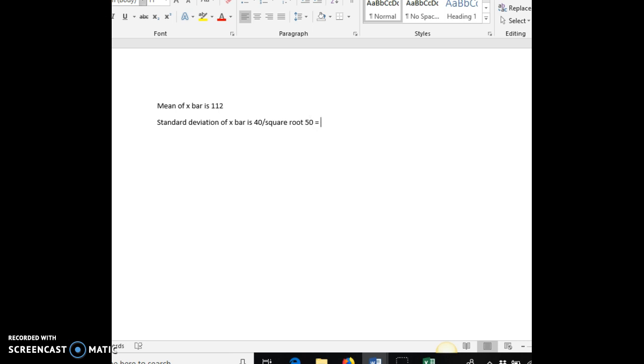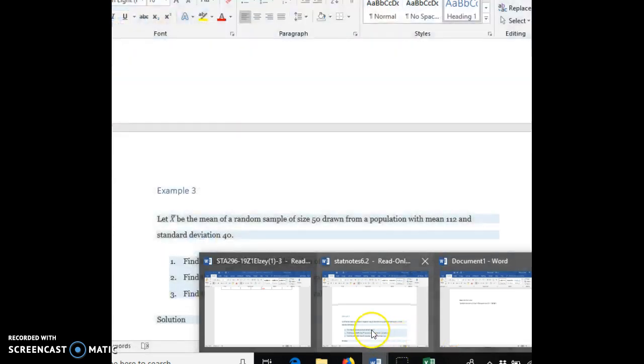All right, so let's put that into our calculator. And that gives us 5.65685. I'll take it out a few decimal places here. In fact, I'll take it one more. All right, so we've got our mean and the standard deviation of our sampling distribution of the mean. All right, now that's question 1. Let's go to question 2.